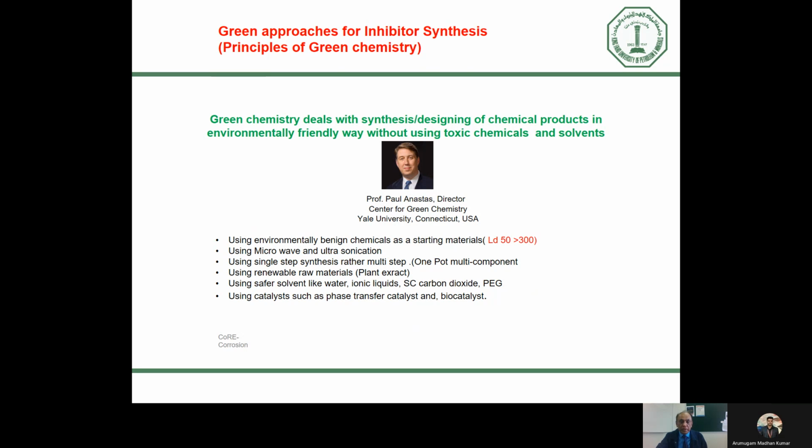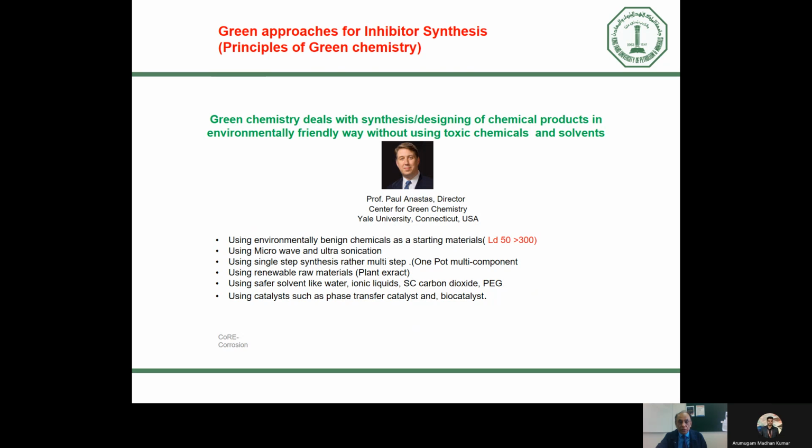By using microwave and ultrasound techniques, we can save a lot of energy, and we can synthesize the compound in a very short time. We can use renewable raw materials rather than fossil materials, petroleum materials. Here a very important renewable raw material is plant extract. We can also use safer solvents like water and PEG, polyethylene glycol, for carrying out the reaction, because they are non-toxic, non-volatile solvents.